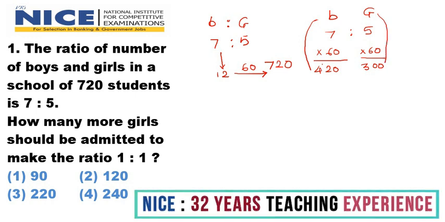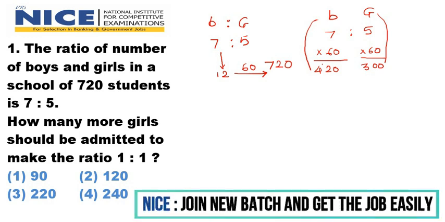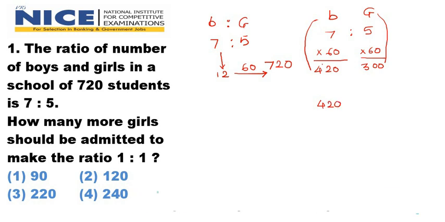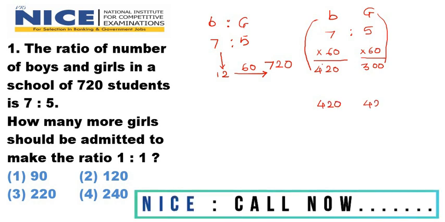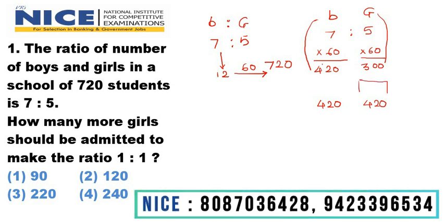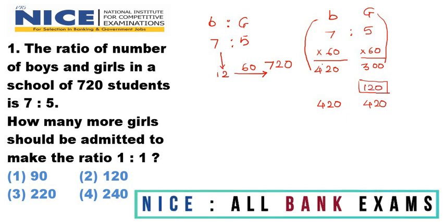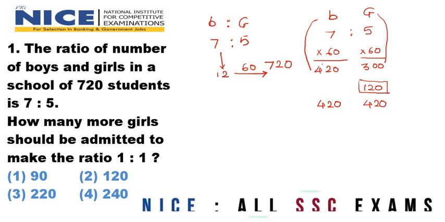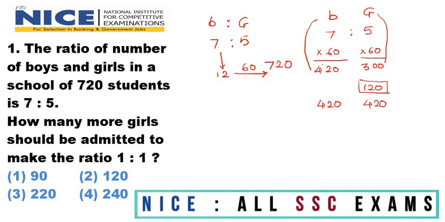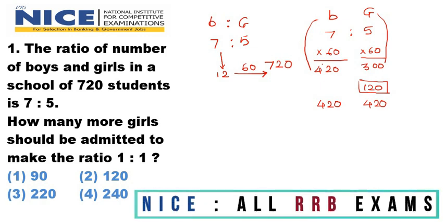Now what is our question? How many more girls should be admitted to make the ratio 1:1? Making the ratio 1:1 means that for 420 boys, there should be 420 girls. Now it is crystal clear that we will have to add 120 girls to make 420 girls. Is it okay? To make a ratio of 1:1, what does this indicate? That if the number of boys is 420, then the girls should also be 420.